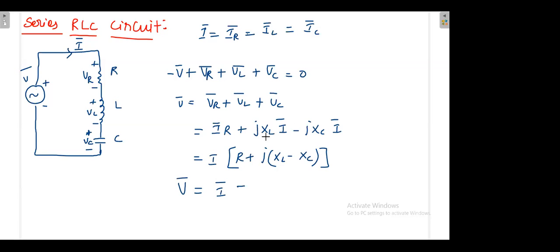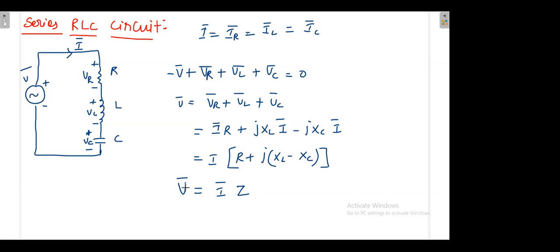This impedance finally may have inductive nature. Suppose if XL is greater than XC, then this is plus j, and it will have inductive nature. If XL is less than XC, because we do not know what will happen, then minus j will come out, that is capacitive nature. And exactly at XL equal to XC, this imaginary term will cancel. So we have three different possibilities.